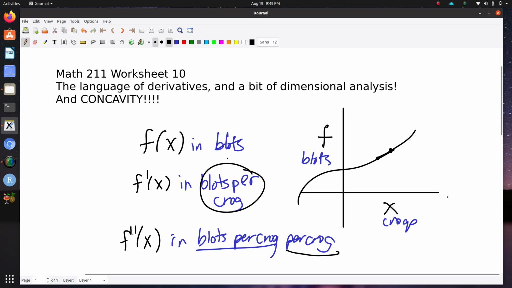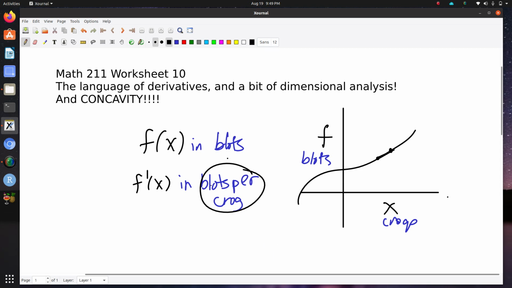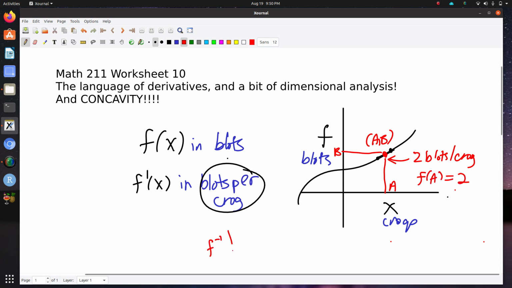Which brings me to another important point that's just a cool little thing. Because you have blots per crog for f prime, if you flip this around, you really get crogs per blot. So at this particular point, if this happens to be 2 blots per crog, then if you look at the inverse function, you have to flip the point around. Maybe this is point A, and this is point B, and this is at point AB. At point AB, f prime at A is equal to 2. Then f inverse has the derivative at B of the reciprocal. If it's 2 blots per crog, then it is a half a crog per blot.